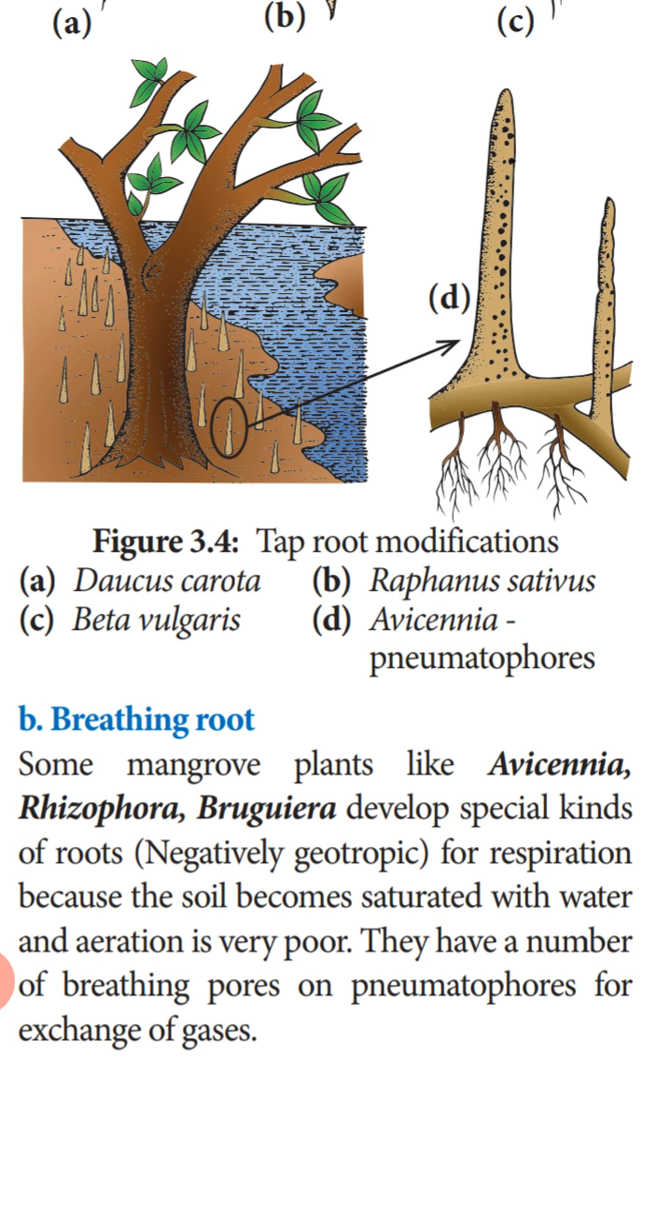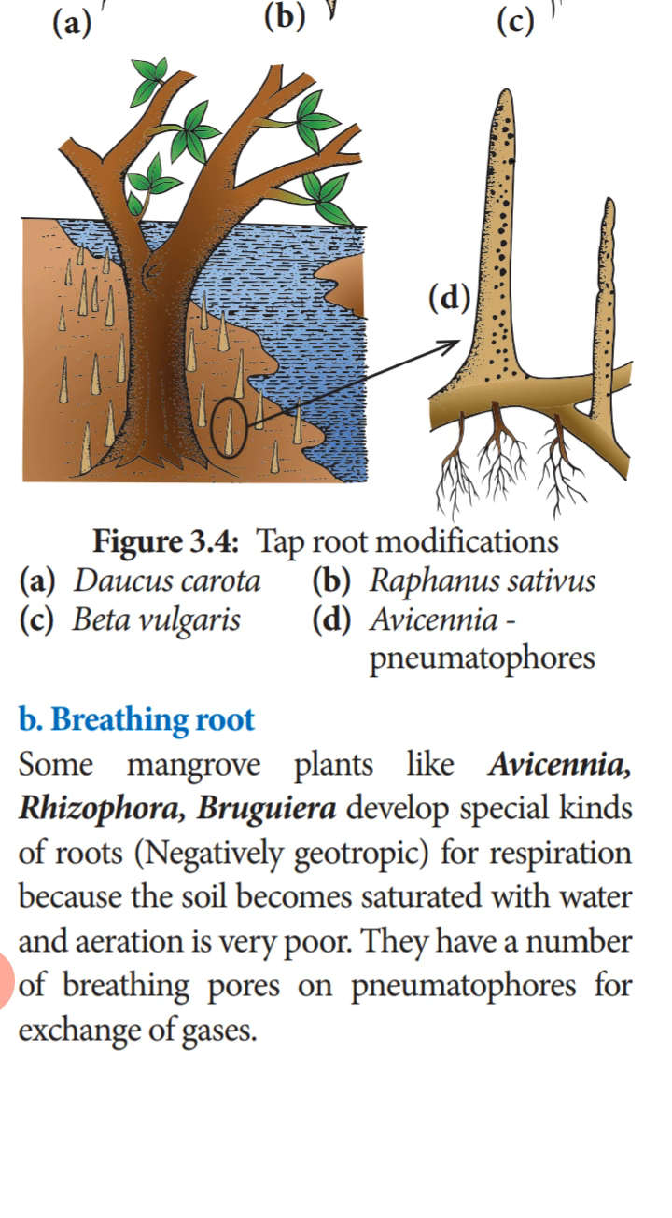As we studied, the roots are positively geotropic, but here these breathing roots are negatively geotropic, that is, they grow against gravity. They come out of the soil, and then they are called the breathing roots. A speciality of these breathing roots is that they have small pores on their surface, called the breathing pores, or the pneumatophores. They are meant for the exchange of gases.